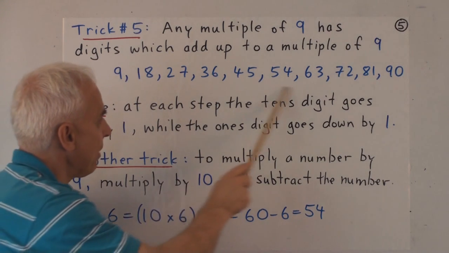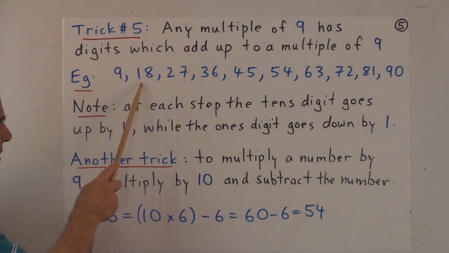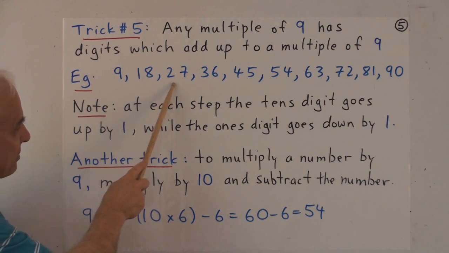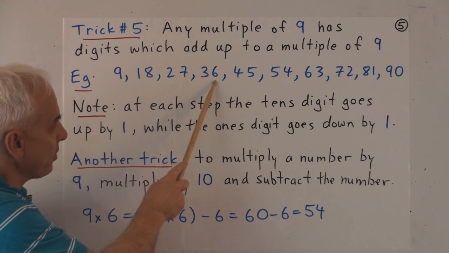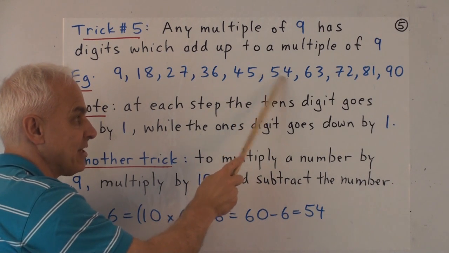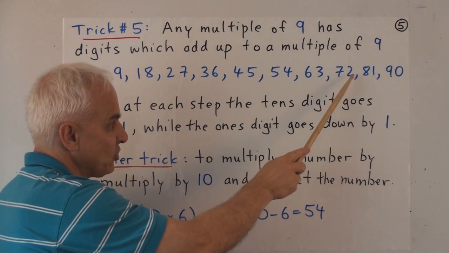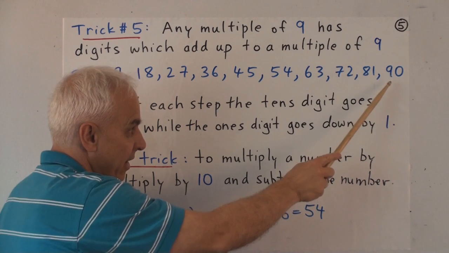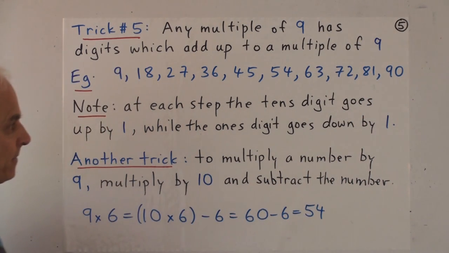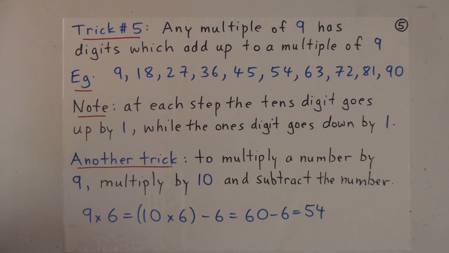So let's have a look at the multiples of 9. They form a very nice pattern, a pattern that's easily remembered, I think. Let's have a look. So 9 times 1 is 9. 9 times 2 is 18. 9 times 3 is 27. 9 times 4 is 36. 9 times 5 is 45. 9 times 6 is 54. 9 times 7 is 63. 9 times 8 is 72. 9 times 9 is 81. And 9 times 10 is, of course, 90.